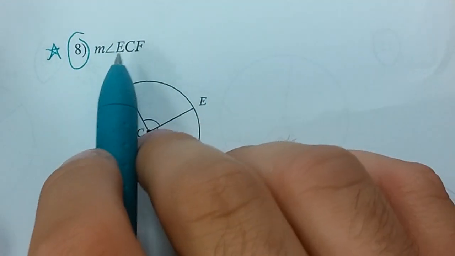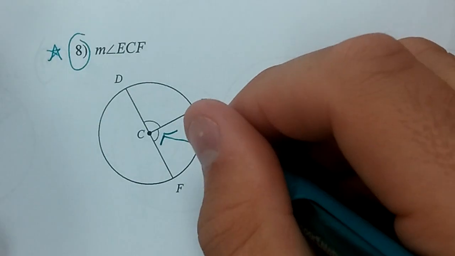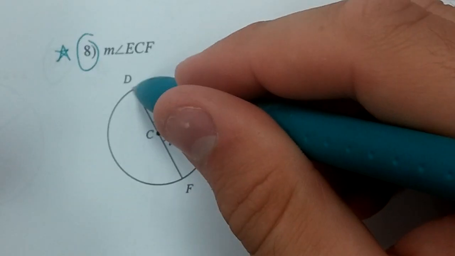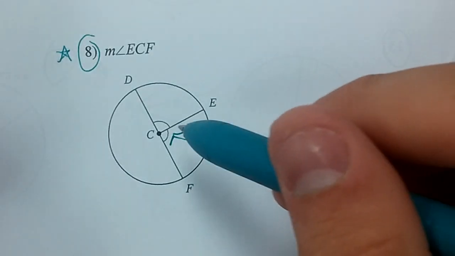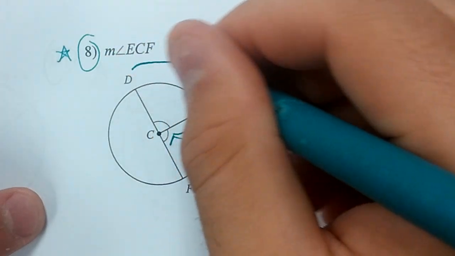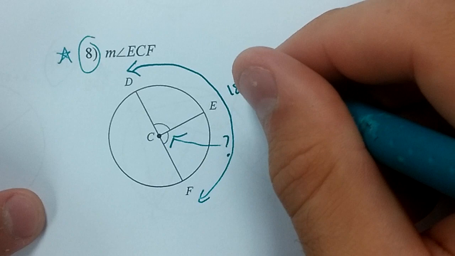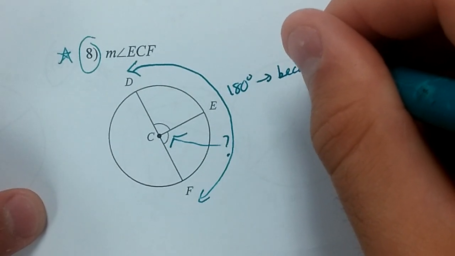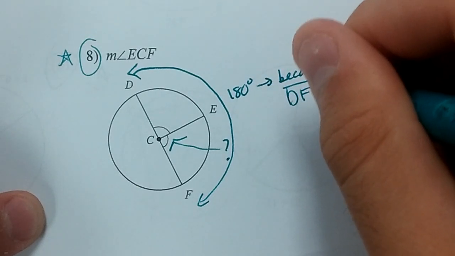In this example, they ask for the measure of angle ECF. ECF is right there, so we're looking for that angle. Clues in the diagram. First, DF is a diameter going right through the center of the circle, therefore cutting it in half. So I know from D to F, the measure of that arc is 180 degrees. And that's because DF is a diameter.